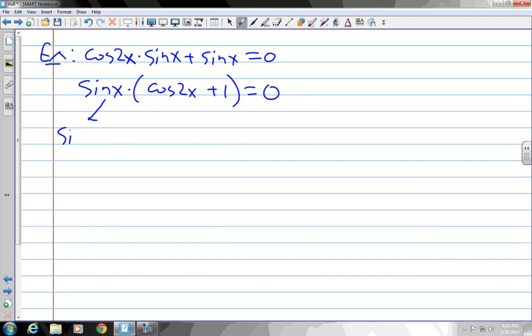So you take the first one, sine x equals 0, and you take the second one, cosine 2x plus 1 equals 0. Okay? So again, let's do the interval from 0 to 2 pi. Solutions on that. The first one should be easy. When does sine equal 0? 0.